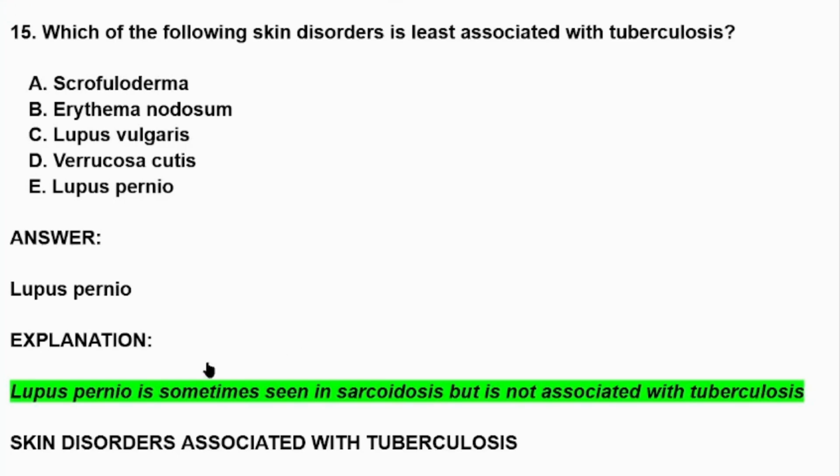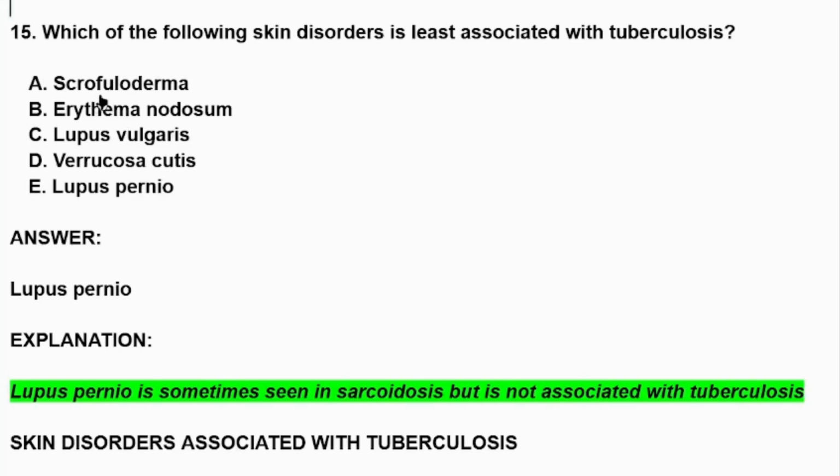Welcome to a new question about dermatology. Which one of the following skin disorders is least associated with tuberculosis? A. Scrofuloderma, B. Erythema Nodosum, C. Lupus Vulgaris, D. Verrucosa Cutis, E. Lupus pernio. Okay, this question is asking about the presentations of tuberculosis on the skin.